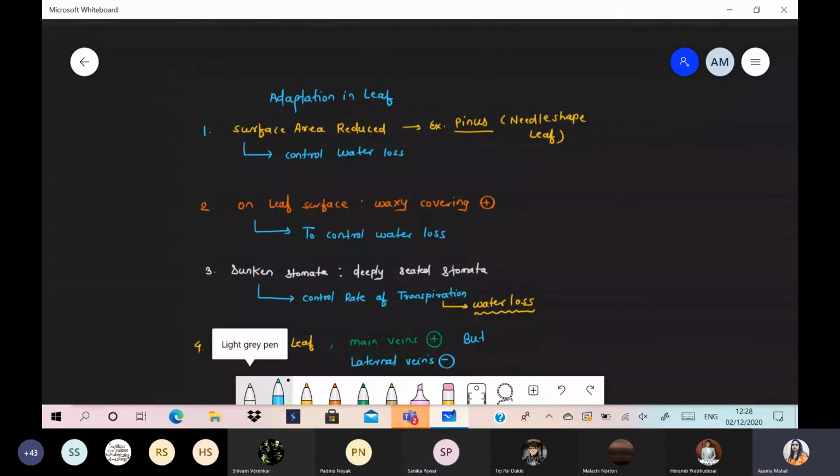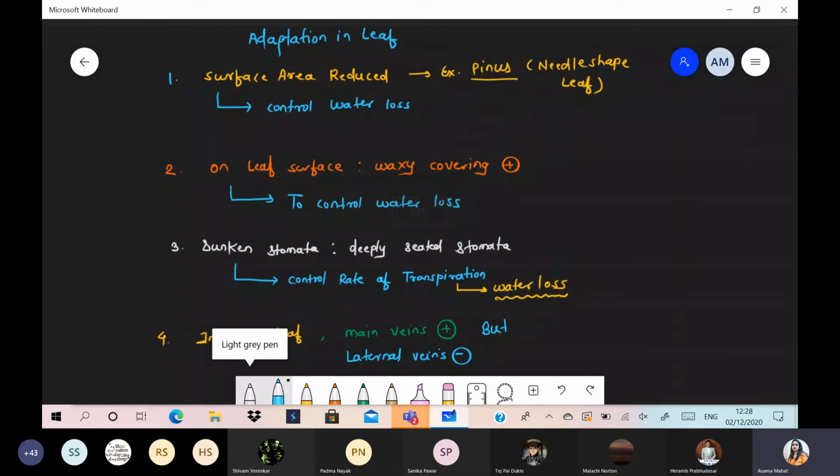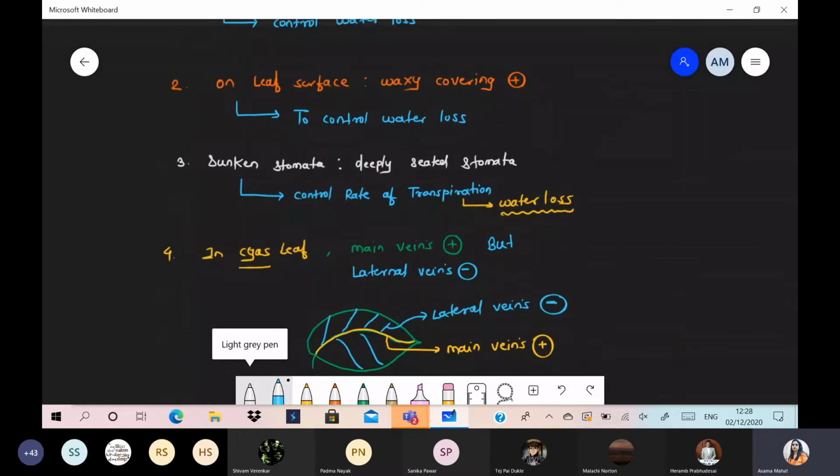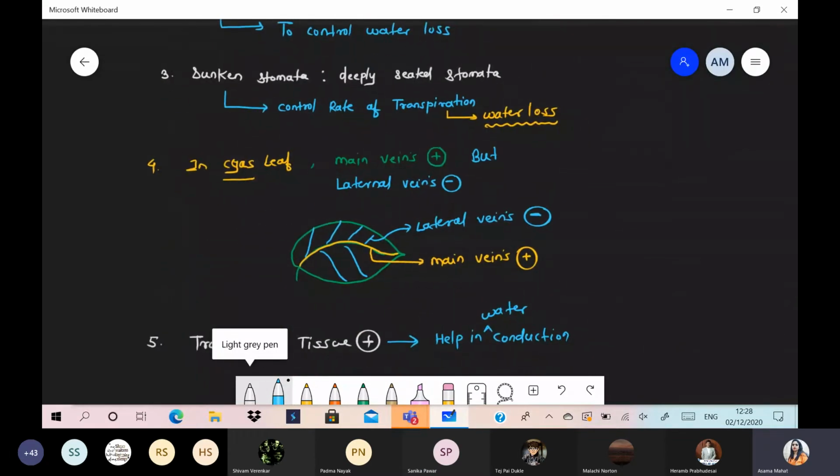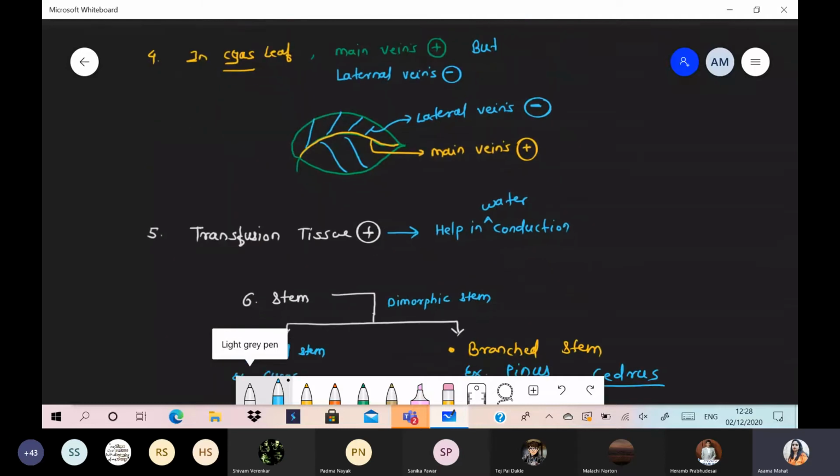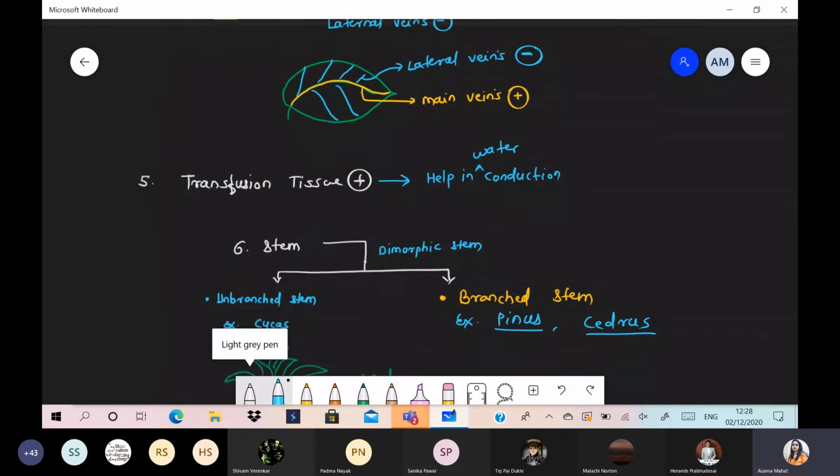See, adaptation of the leaf. First one, surface area. Second one, waxy covering. Third one, sunken stomata. Fourth one, main vein present, lateral veins absent. And the last one, transfusion tissue present to help with water conduction.